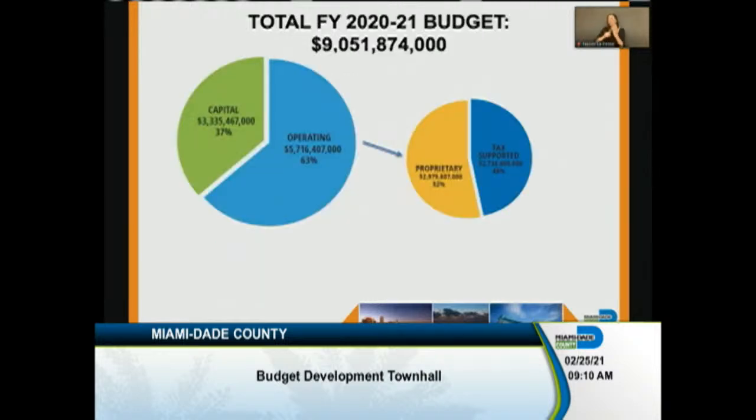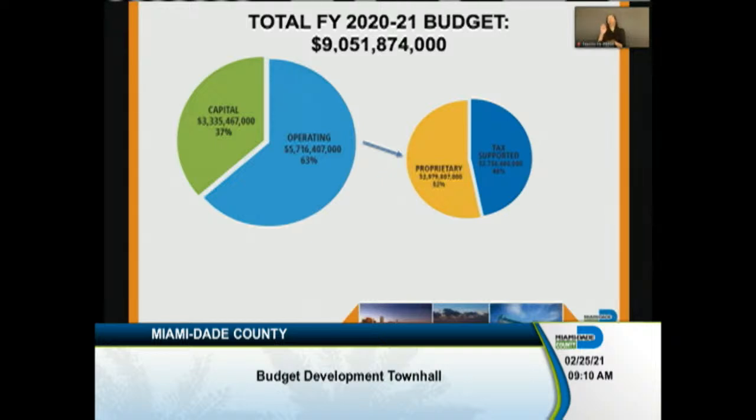The county's total budget is $9 billion. Over 1/3 is restricted to capital expenses and cannot be used for operating programs and/or services. Operating funds pay for day-to-day activities, and capital funds pay for multi-year projects such as construction of facilities and/or public improvements. Of the $5.7 billion operating budget, over half is restricted to self-supporting business enterprise services, which we call proprietary.